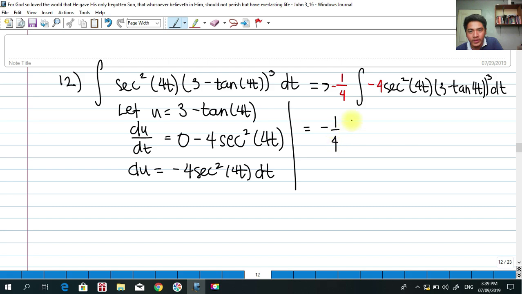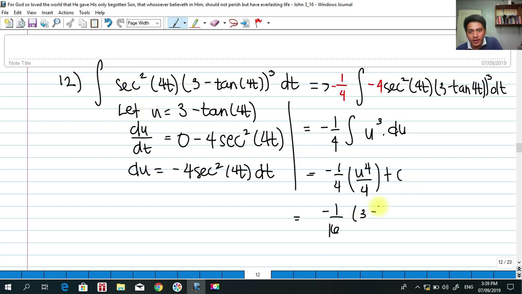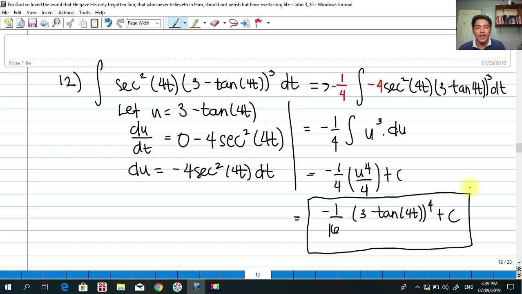We have negative 1/4 the integral of u, what is our u? 3 minus tangent 4t, that is raised to 3. u cubed times du, because negative 4 secant squared 4t dt is simply equal to our du. So by the power formula, we have u raised to 4 over 4 plus c. So we have negative 1 over 16 times u, what is our u? 3 minus tangent of 4t raised to 4 plus c. So this should be our final answer for this example.